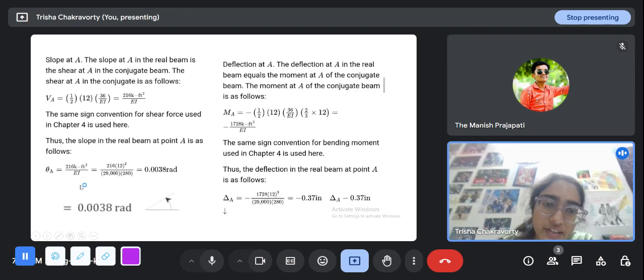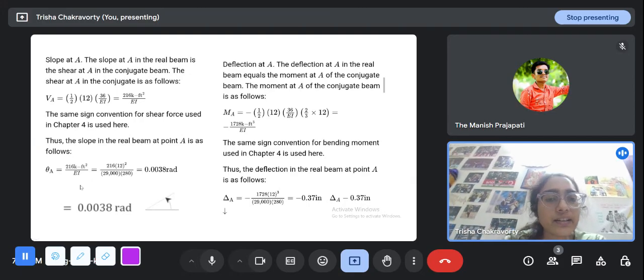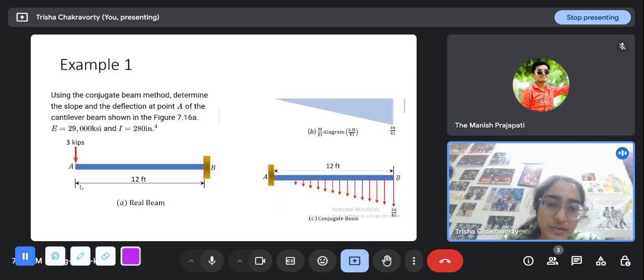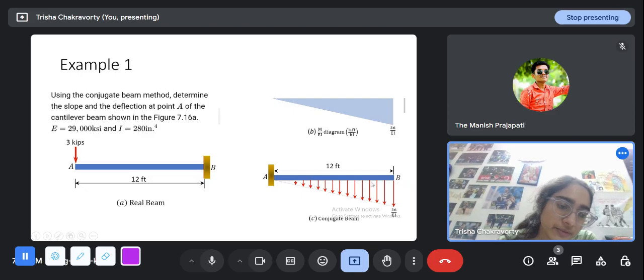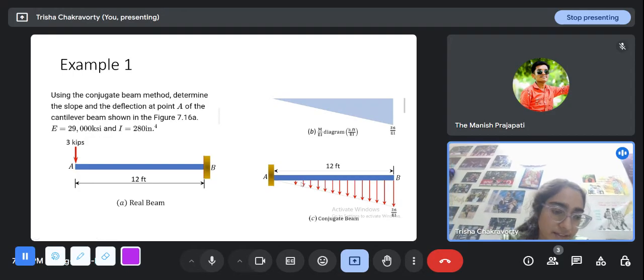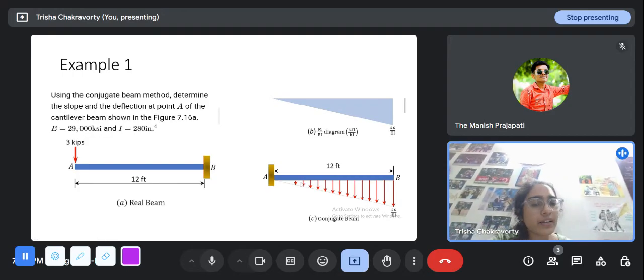And to find the deflection at A, the deflection at A in the real beam equals the moment at A of the conjugate beam. So that is again going to be the support moment developed at this point. So how do we find the support moment? We find out the total force, which we already have. The total force is half into 12 into 36 by EI. And where are we going to consider it equivalently applied?